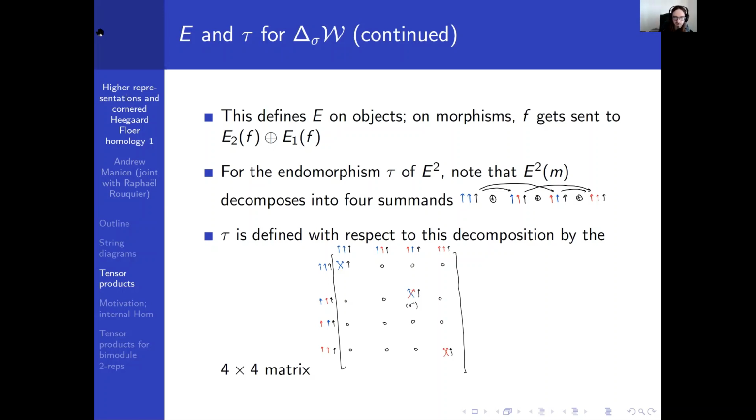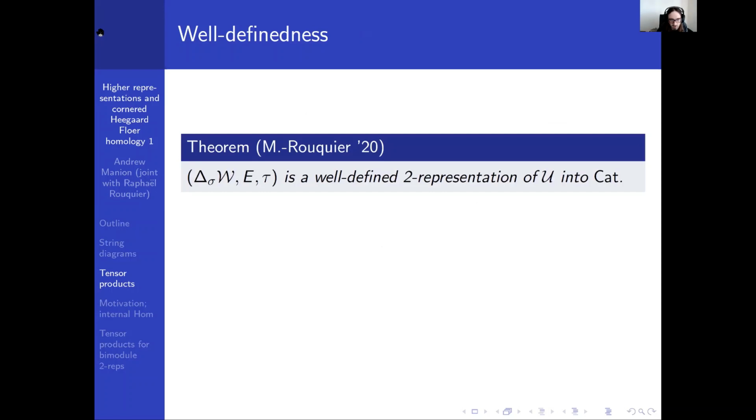In particular, the sigma inverse, this strange entry here in this matrix, you might think that tau just acts only on the blue-blue part and on the red-red part, but actually your endomorphism tau of E squared for this diagonal action is going to have this extra term in the matrix too. But it's not going to matter so much what that tau is for this. Let me just state the theorem that says this is well defined.